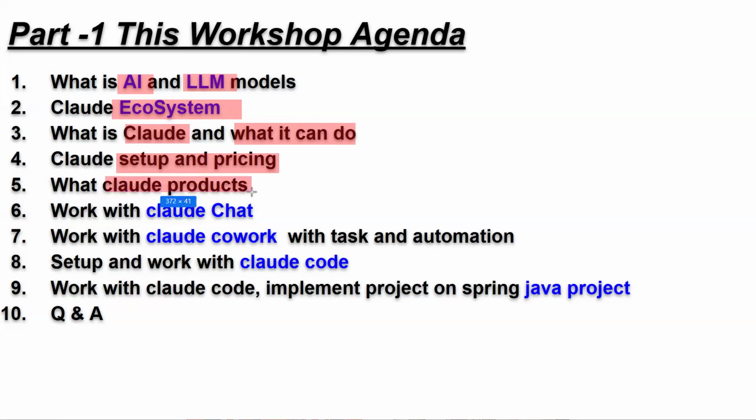Which are all the products of Anthropic Claude AI? We have Chat, we have Cowork, we have Code. We also understood the difference between Chat, Cowork, and Code. We implemented one Java project from scratch, from the beginning, how to create a Java Spring project with Claude AI. We understood and executed it, and we saw the result in the last workshop.